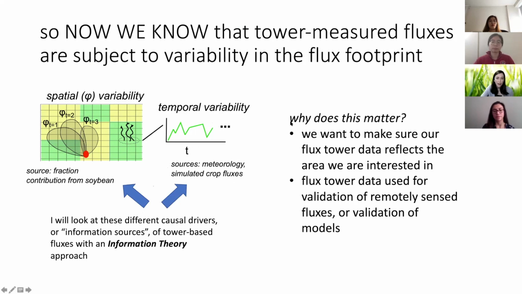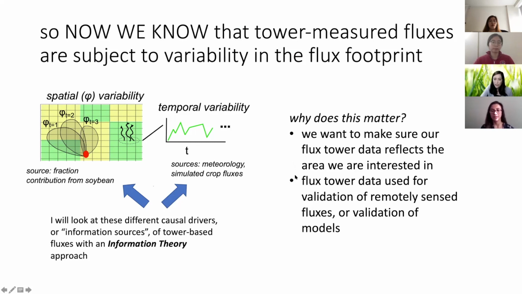I mentioned this a minute ago, but why does this matter, if you need some convincing? The first thing I thought of is that we want to make sure that our flux tower data reflects the area that we're actually interested in. If you have a flux tower seeing a highly variable type of landscape, and you're only interested in a certain area, you want to make sure that your data is representative of that area.